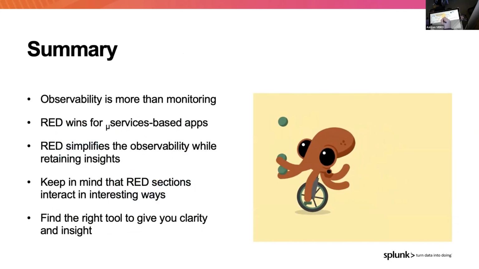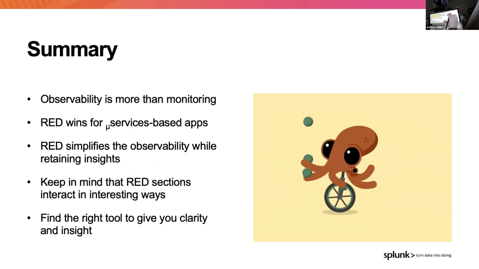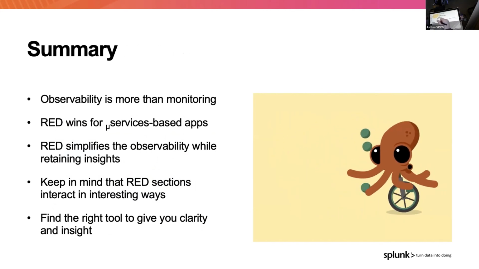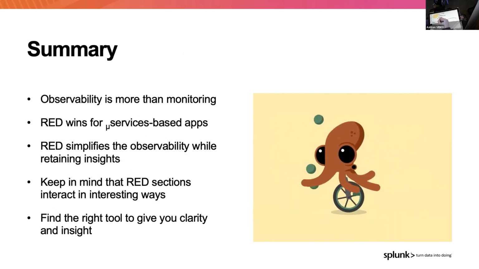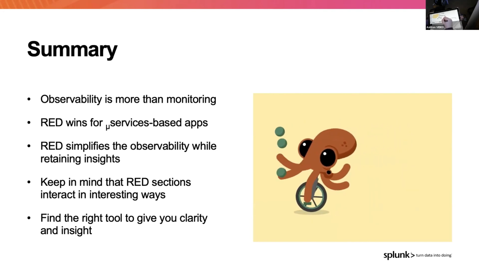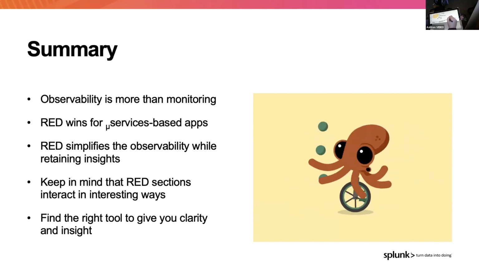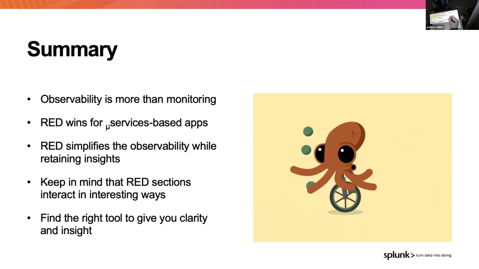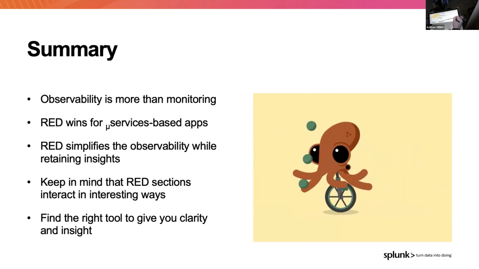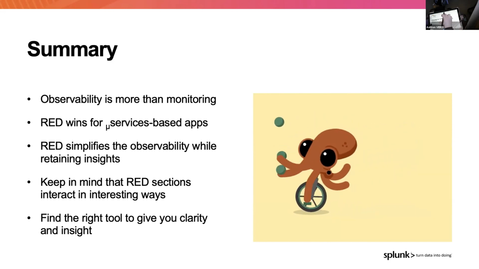And so, in summary, observability is more than monitoring, but it starts with monitoring. And RED wins in microservices-based applications for how we can observe the application structure and the infrastructure, while keeping those insights that are so important for us. You need to always keep in mind that RED itself interacts in interesting ways. And finally, find the right tool, the tool that gives you the clarity and insight that you need to solve your problems and reduce those wonderful MTTs.